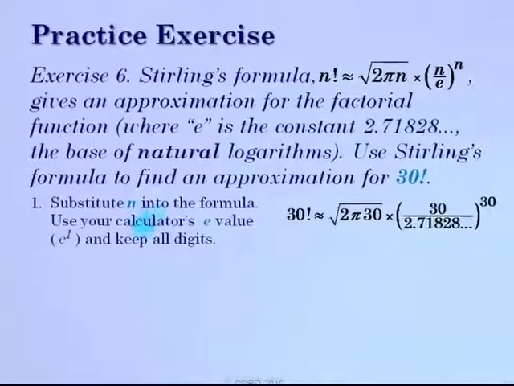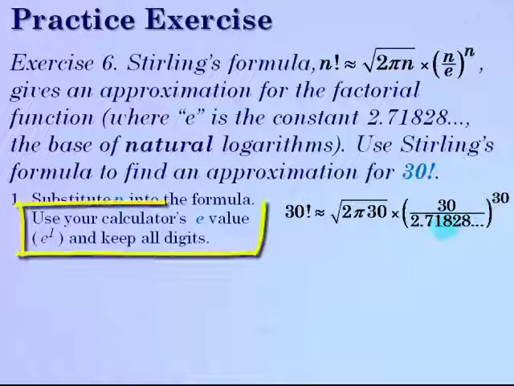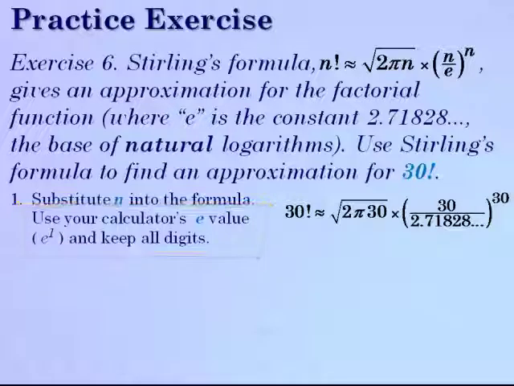Substitute n into the formula. So 30 factorial is approximately equal to the square root of 2 pi 30 times 30 over 2.71828 raised to the 30th power. When you use your calculator, be sure to use all the digits you can possibly get, because if you just use 2.718, for example, your answers will be way, way off when you raise something to the 30 power.